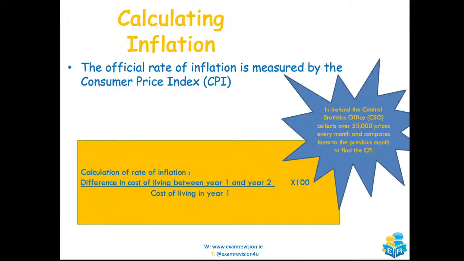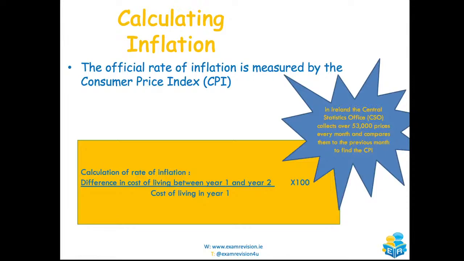And when we're looking at calculating inflation, this is the formula that we use. Okay, so first of all, the official rate of inflation is measured by the Consumer Price Index, and sometimes you might see that as CPI for short. And that could be a short question. Okay, so this is a short question that could potentially pop up. So how is the rate of inflation measured? Or what is the name of the group or the organization that measures inflation? And the answer there is the Consumer Price Index.